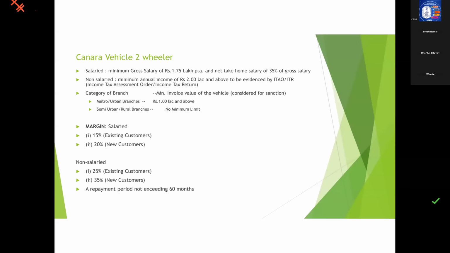Now, for the non-salaried class, the margin is 25% and 35%.